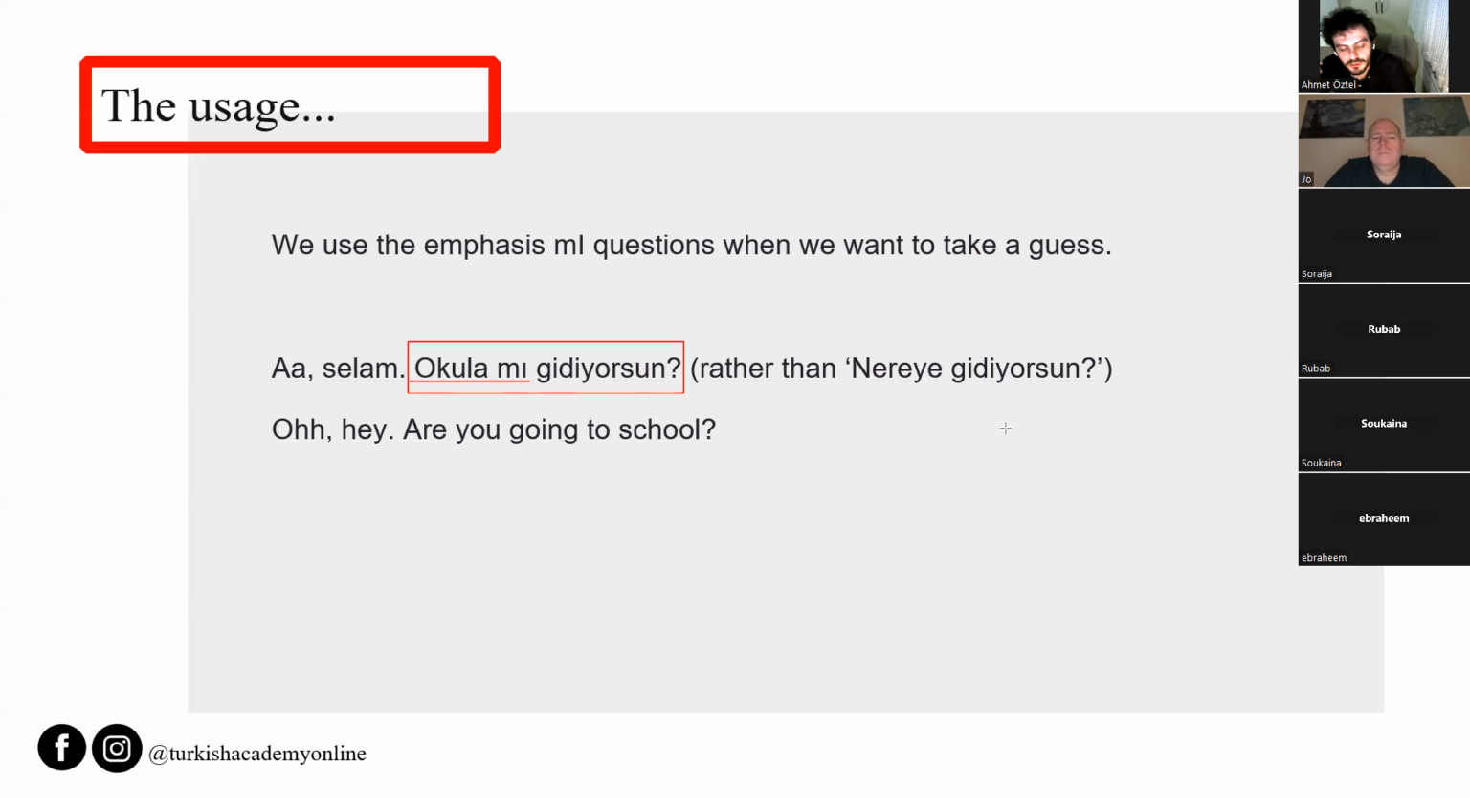And then he tells me, oh, hayır, işe gidiyorum. Evet, okula gidiyorum. Like, if my guess is right, he will say, evet, okula gidiyorum. If my guess is wrong, it's going to be like, oh, pazara gidiyorum, markete gidiyorum, işe gidiyorum, whatever it is.